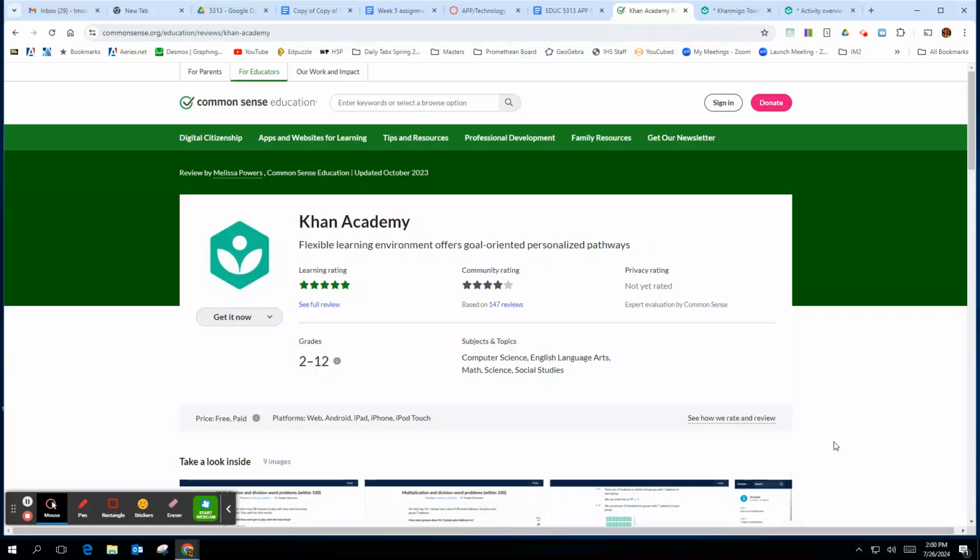I wanted to talk about Khan Academy. It's definitely something I've heard of. I've never actually used it, and I'm looking at it, and I mean, it looks pretty good. You can see the advertisement. It's suggested for grades 2 through 12. These are the subjects that it does. It does computer science, English, math, science, and history.